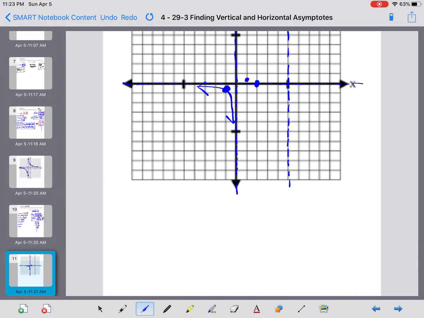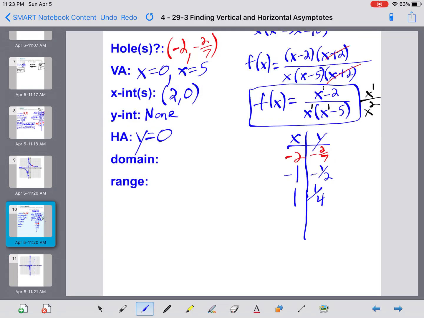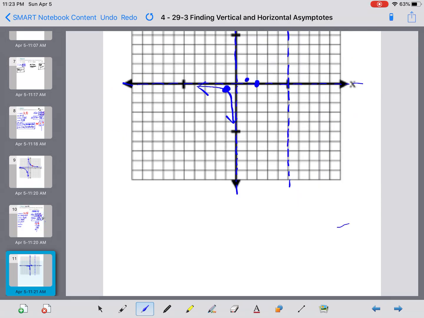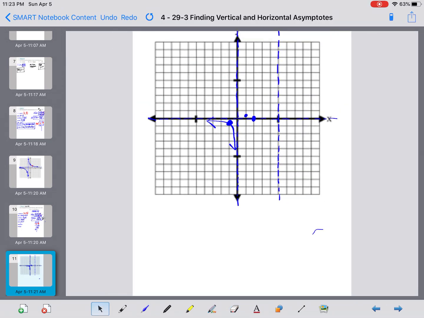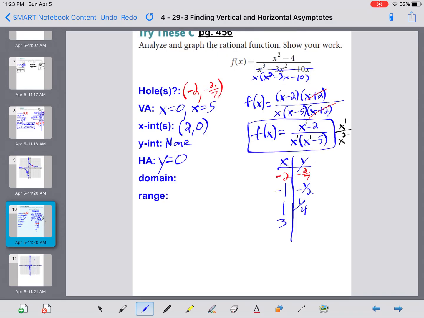Now I know what happens at 2. It's an x-intercept. Let's plug in 3. There's no rule about how many points you have to plug in. You just have to plug in enough until you know for sure what's going on in that region of the graph. Right now, I'm not 100% sure. I know there are 2 points kind of close to each other here. I want to find out what's going on over here, and then what's going on over here. So let's plug in 3.